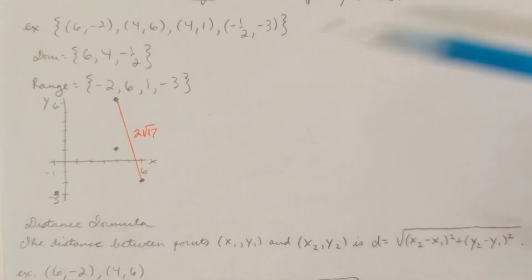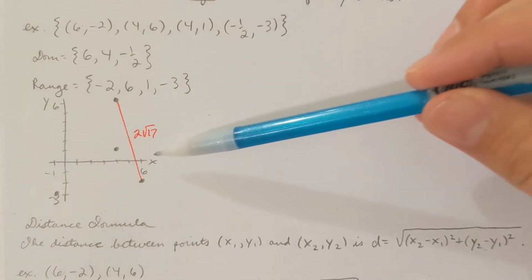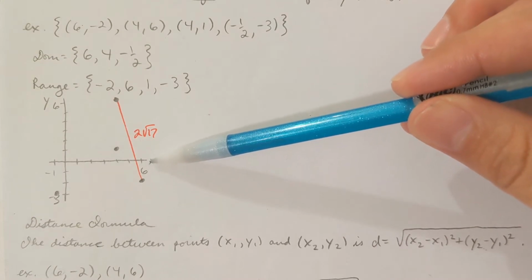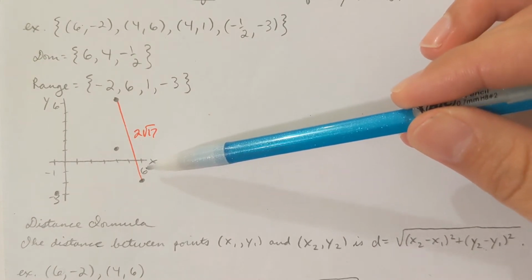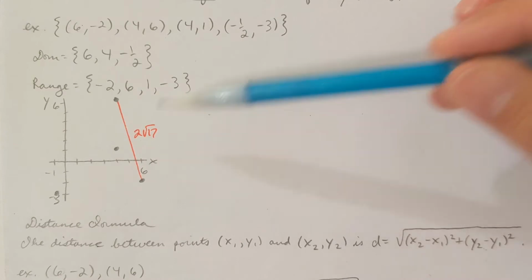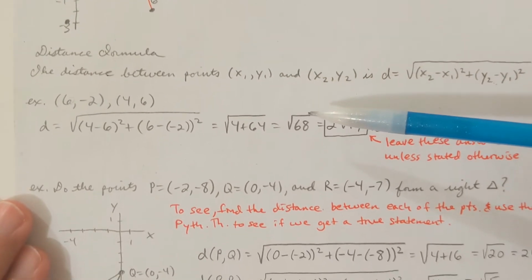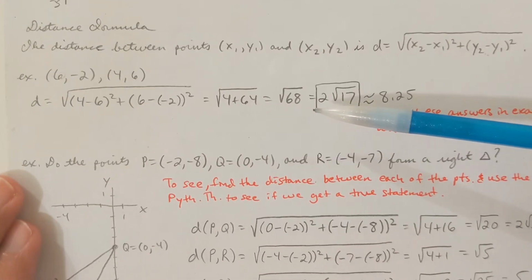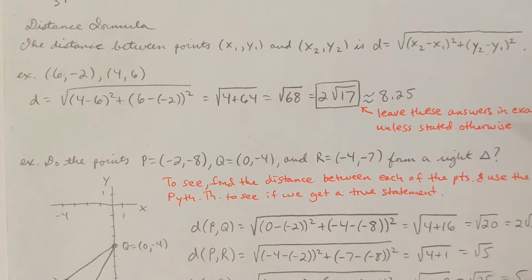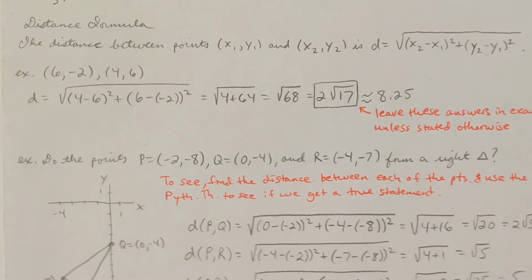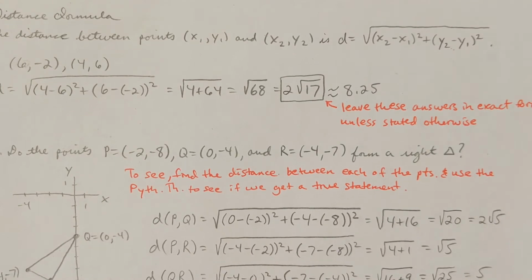Suppose that we wanted to know the distance from (6, -2) to (4, 6). The distance formula, which is another thing we'd have to know, says the distance between two points (x1, y1) and (x2, y2) is d equals the square root of (x2 minus x1) squared plus (y2 minus y1) squared.